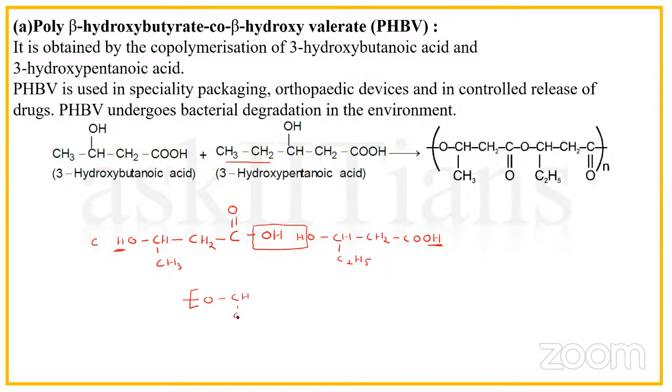CH, CH3, CH2, C double bond O, O, CH, C2H5, and then CH2, C double bond O, and this will end here. So we get this as a polymer. PHBV is a class of biodegradable polymer.